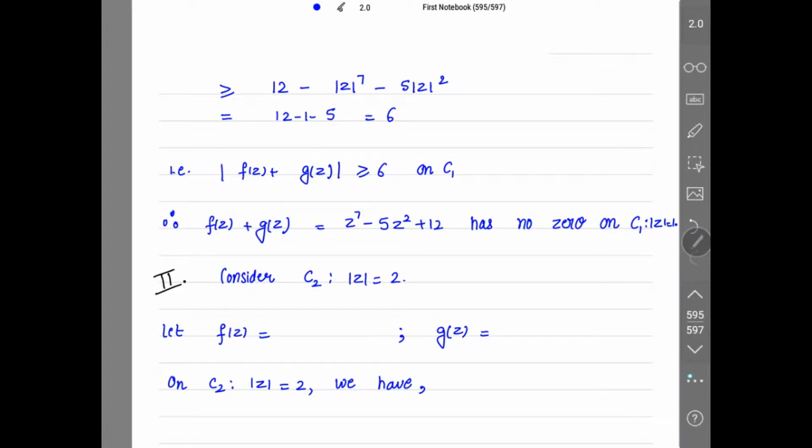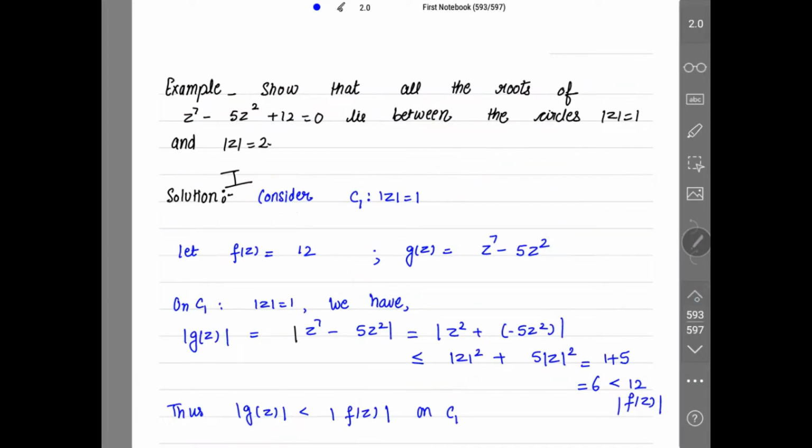So check your given polynomial. What is the power? 7. That means how many roots can it have? 7 roots. So I must show that all the roots of this lie between the circles mod z equal to 1 and mod z equal to 2. That means if I consider the bigger circle, I have to show that roots lie inside this bigger circle mod z is equal to 2.